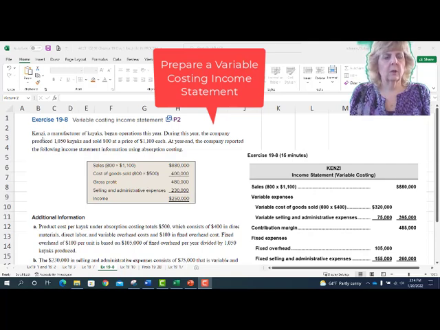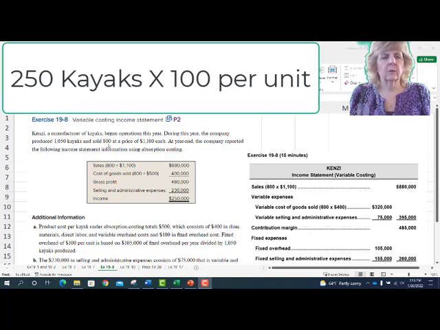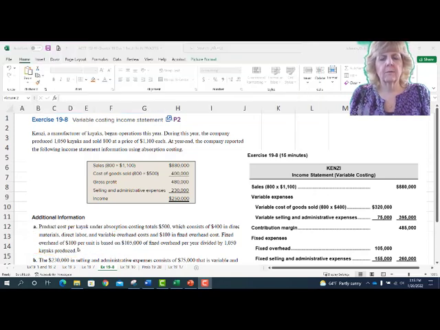First thing I would do is take a look at the swing in inventory. It says they made 1,050 kayaks but only sold 800. Right off the bat, the swing in inventory is 250 units. And if you can calculate the fixed overhead per unit, you can calculate the change in net income. Looking down here at letter A, it tells us that the fixed overhead is $100 per unit. So that swing in inventory of 250 units times $100 in fixed overhead would be an inventory swing of $25,000.